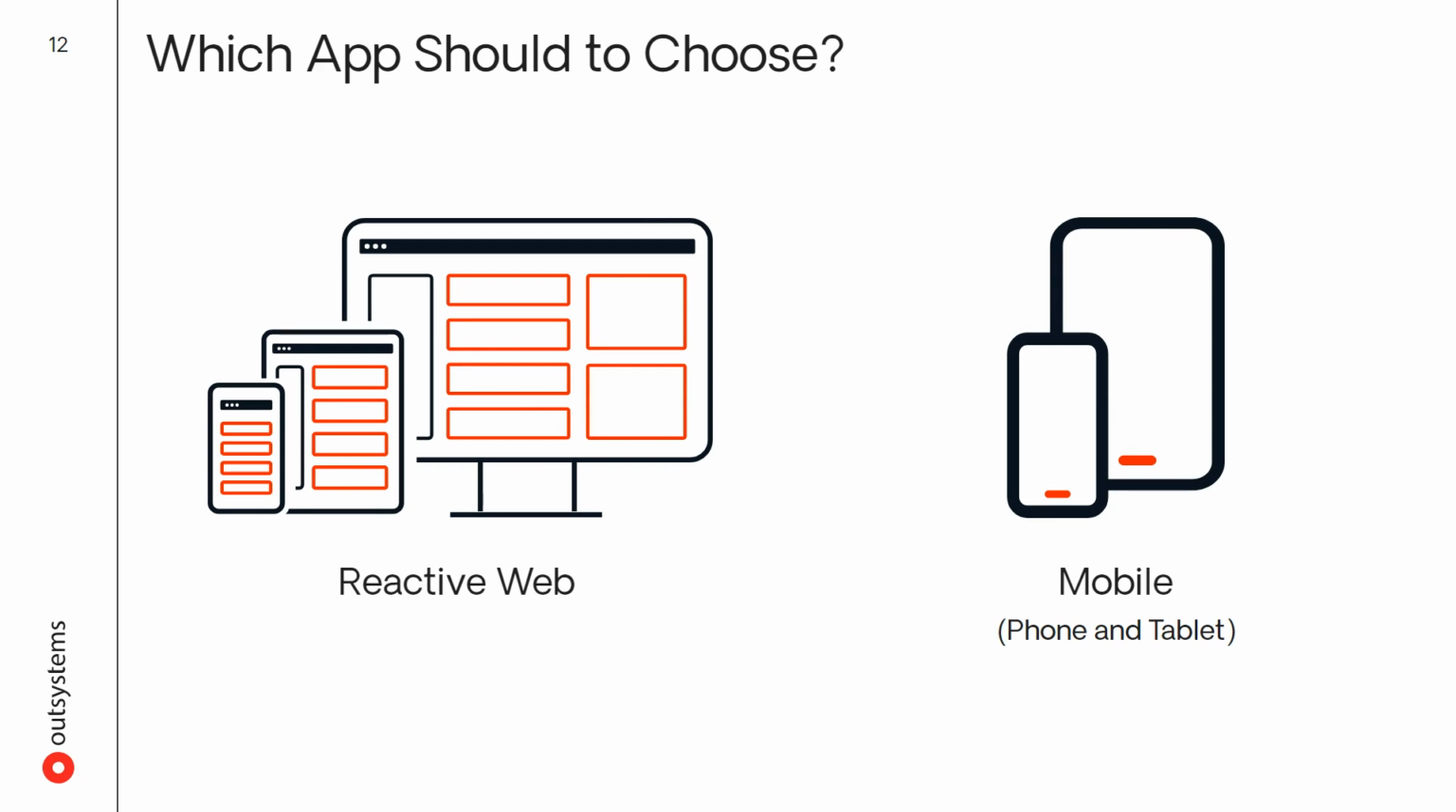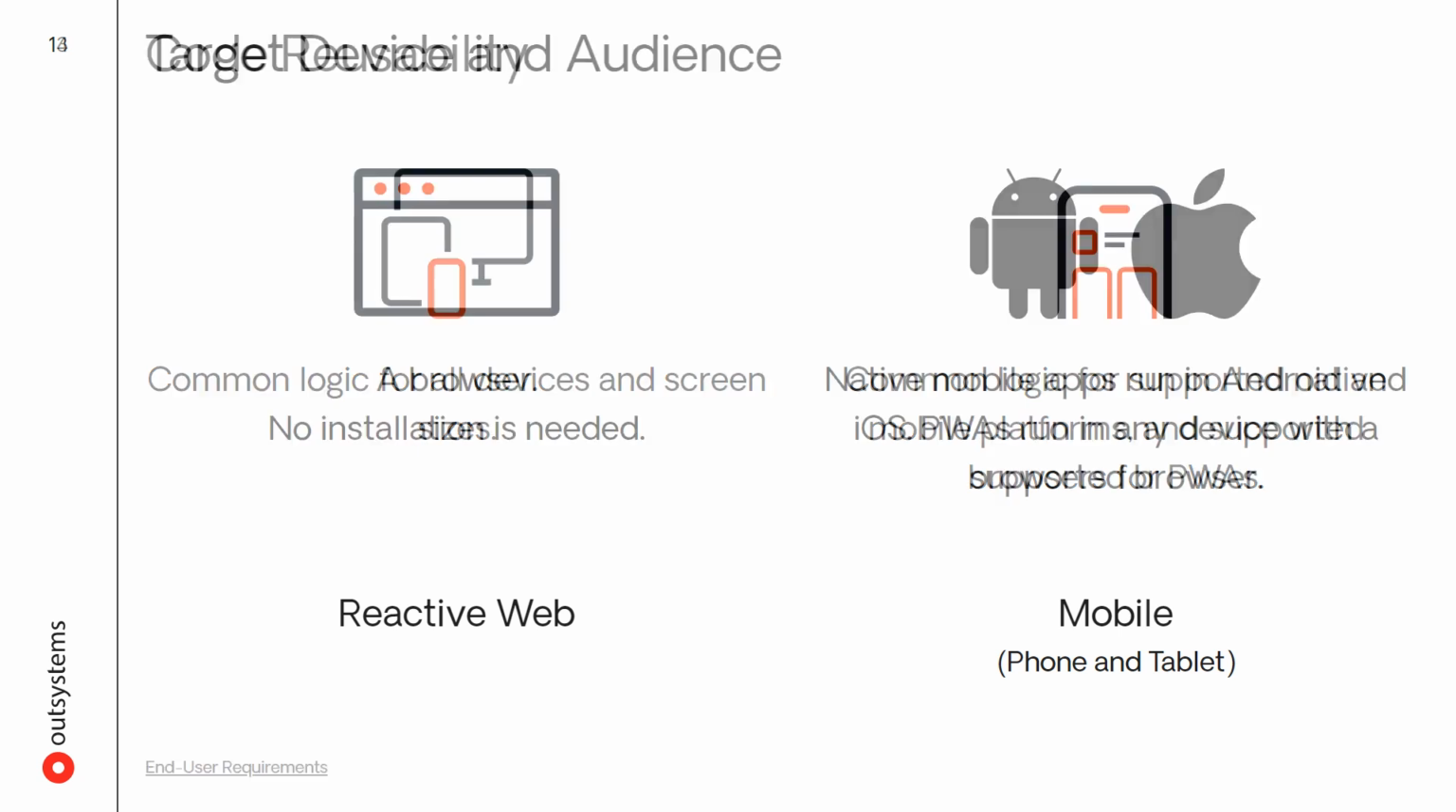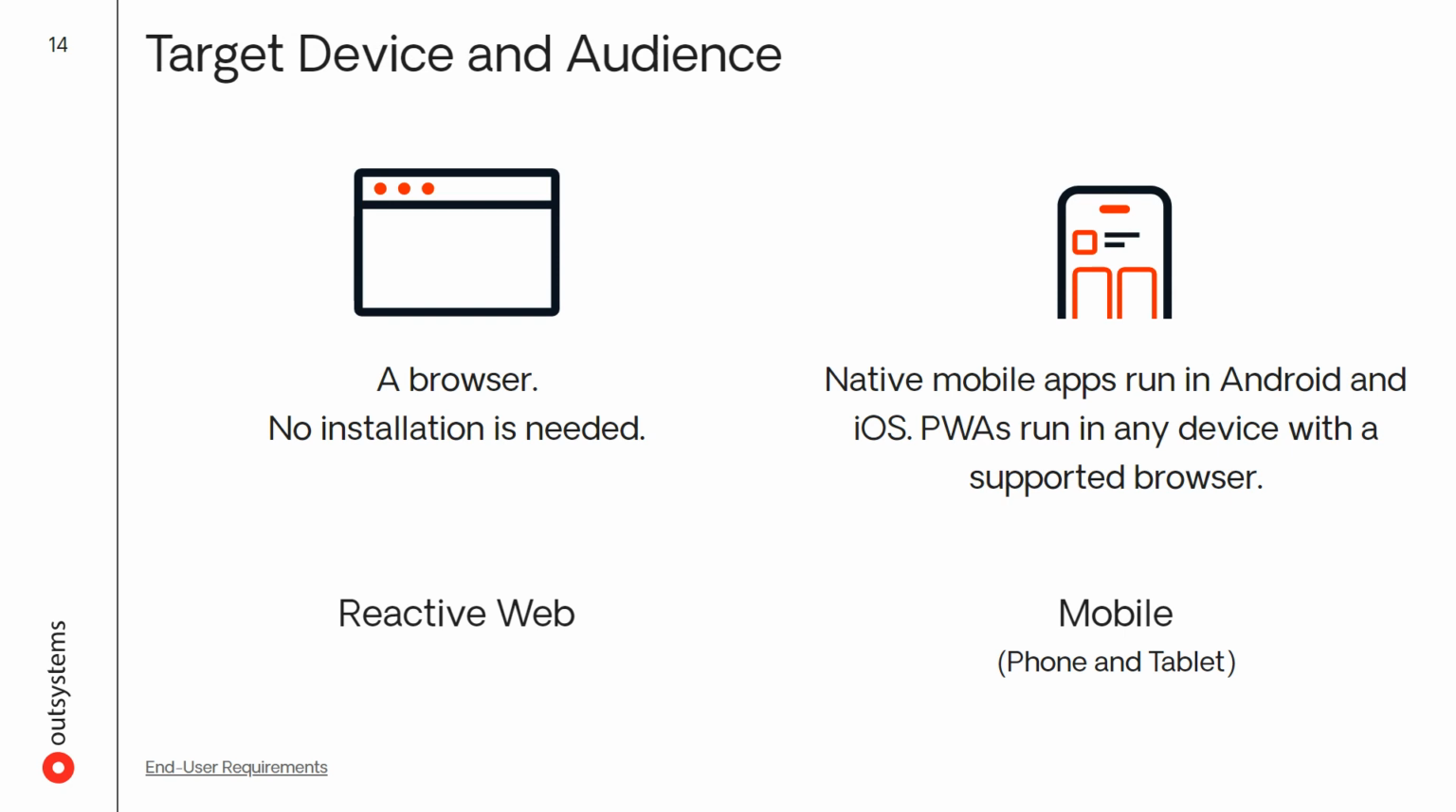But the question remains, which one should I pick? Let's compare both, in order to make a well-informed decision. Both reactive web and mobile apps are very similar in regards to code reusability. The same logic will be common in either case. The target device and how your audience will access the app is different. With reactive web apps, access occurs via browsers, while a mobile app can be executed natively on the device or as a PWA, using a supported browser.